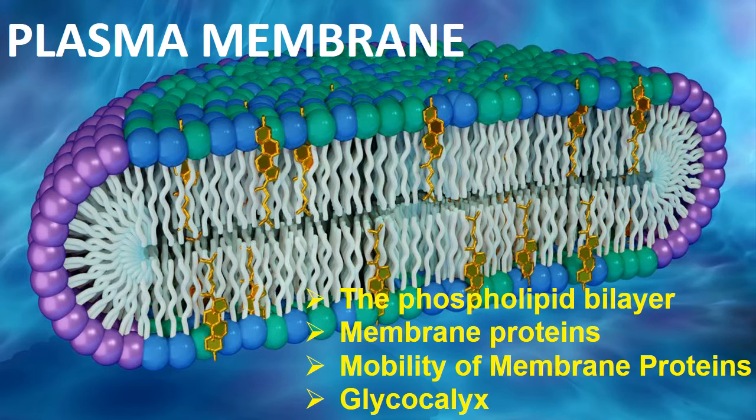We have already seen the structure of the plasma membrane, but in this video we will see a detailed study of the phospholipid bilayer, membrane proteins, the mobility of membrane proteins, and the glycocalyx. Glycocalyx is nothing but the outer coating of the plasma membrane that is covered by some carbohydrate molecules. That molecule is known as the glycocalyx. Let's see.